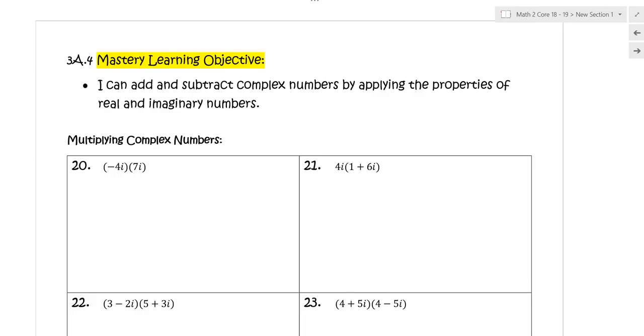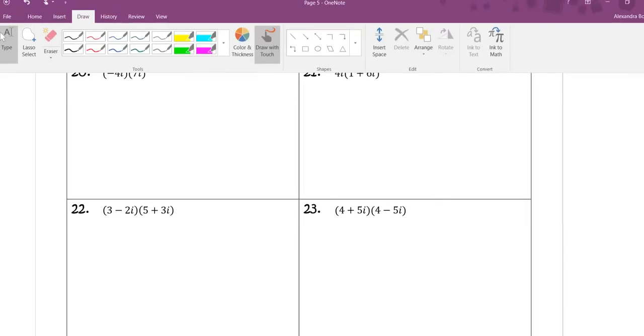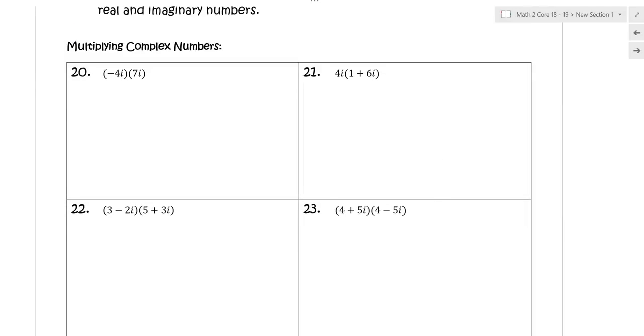Looking at 3A.4, our mastery learning objective: I can add and subtract complex numbers by applying the properties of real and imaginary numbers. All right, so I guess we're starting with number 20. I don't know why the number didn't change.